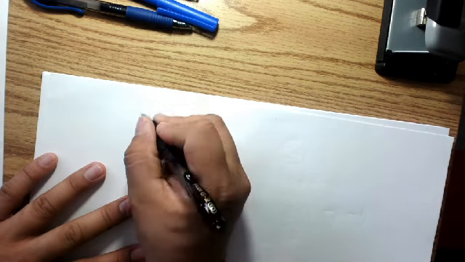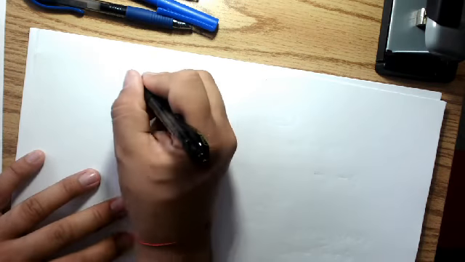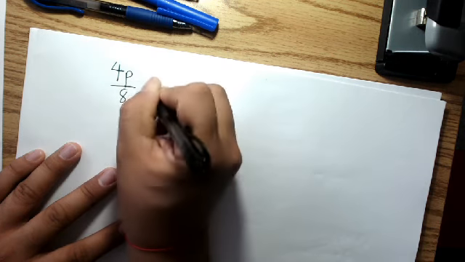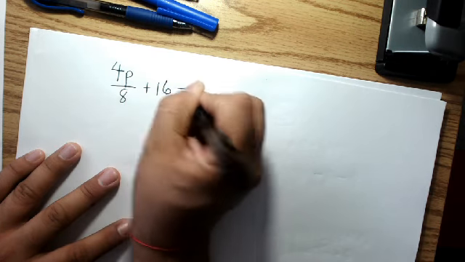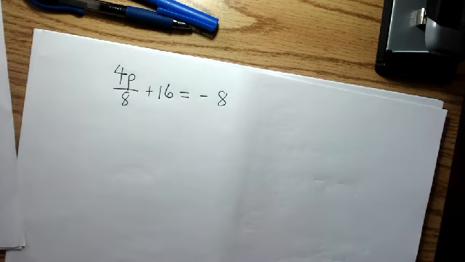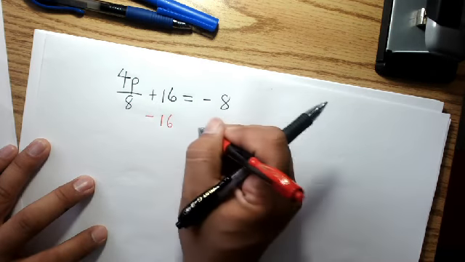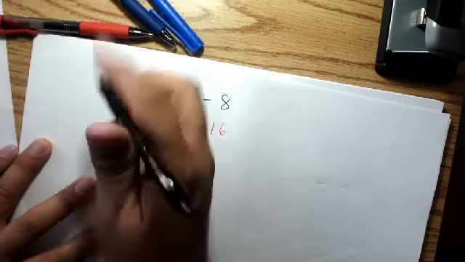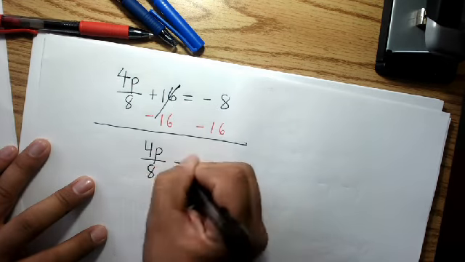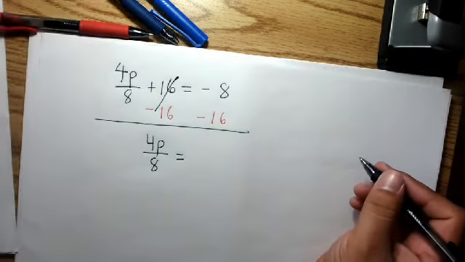Now, one of the first questions I asked you to do last night was number 7, which was 4p over 8 plus 16 equals negative 8. The first step would be to subtract 16. You subtract 16, and you're left with 4p over 8 equals negative 8 minus 16.